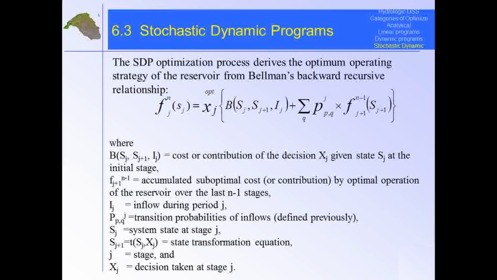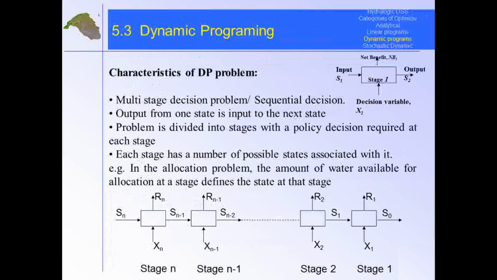Earlier we were talking about dynamic programming and Markov chain analysis. Essentially, stochastic dynamic programming blends the two. It considers the dynamic programming which we have discussed earlier. If you remember, it's a multi-stage decision making, so you have different stages and different states.